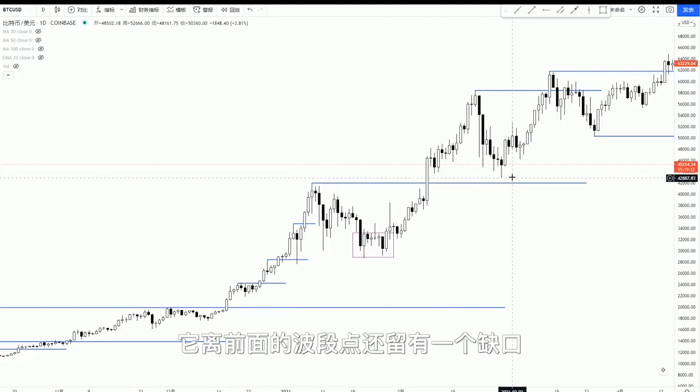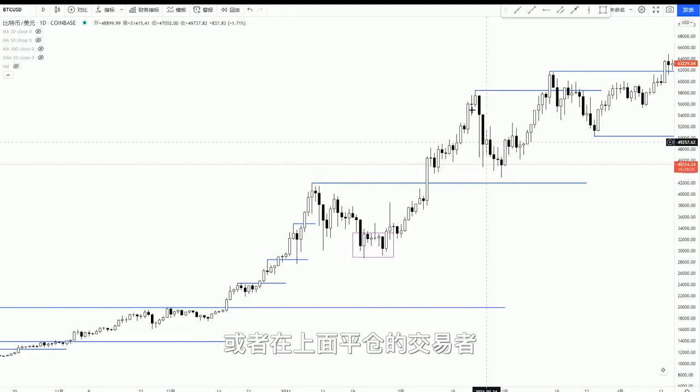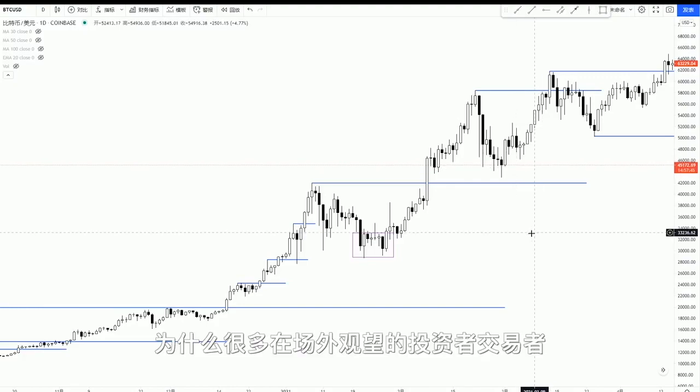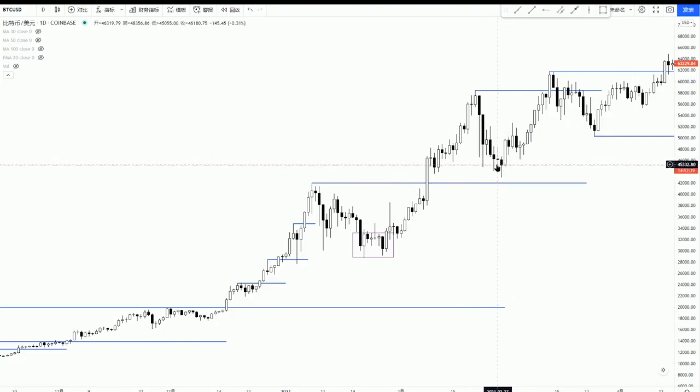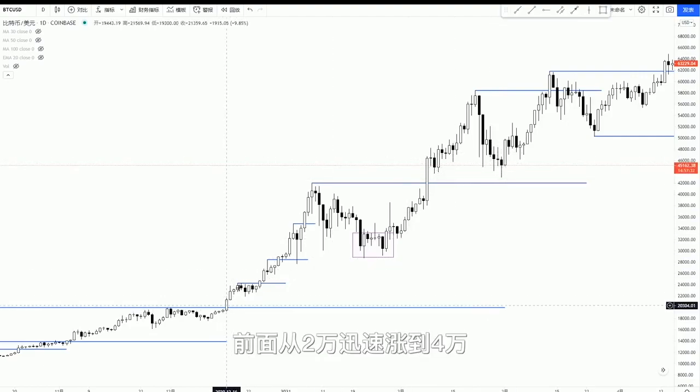That means that traders who haven't entered the market at this point, or who have closed their positions on it, are buying aggressively here. Everybody knows that the bull market has come, and they are buying aggressively. Why are many investors and traders on the sidelines actively and urgently entering at this price? Because they have seen the price quickly rise from 20,000 to 40,000, and after a simple callback from 30,000 quickly rise to 60,000.